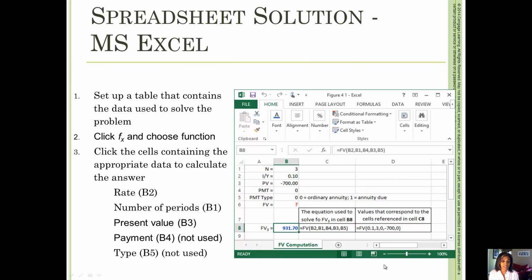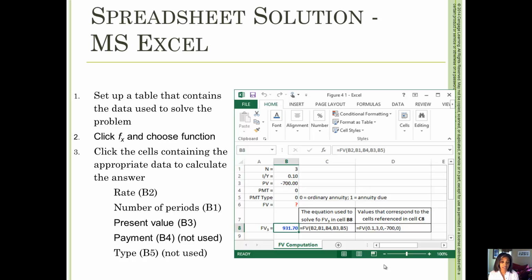Now, in a spreadsheet like Excel, you see in column A, we've got all of the labels for N and the interest rate, just like you would have on the calculator. And then we plug those all in, so N is still 3, but now in Excel we have to put the interest rate in as a decimal. Present value is still negative 700, no payments, and this is an ordinary annuity. We'll talk about what that means in just a bit. And we're solving for the future value.